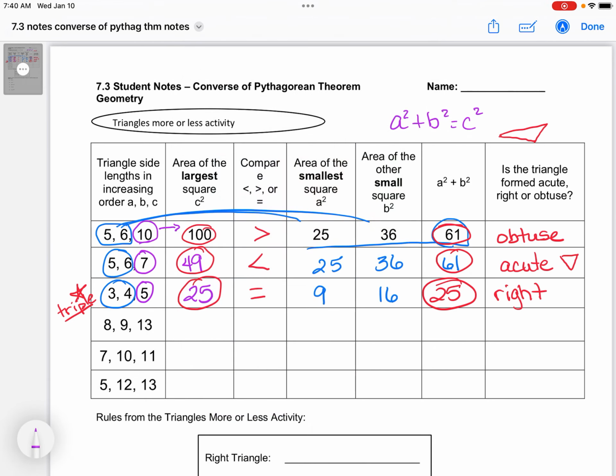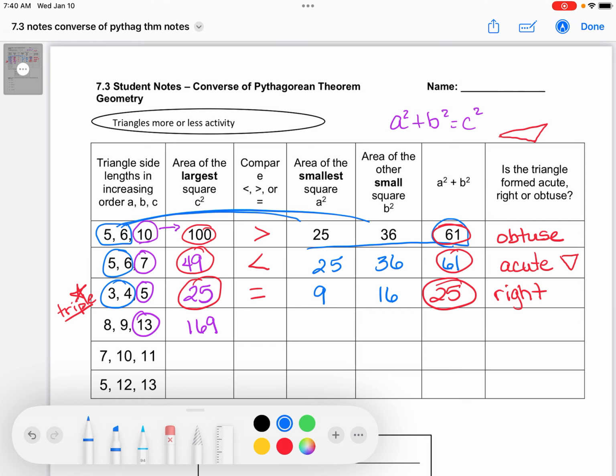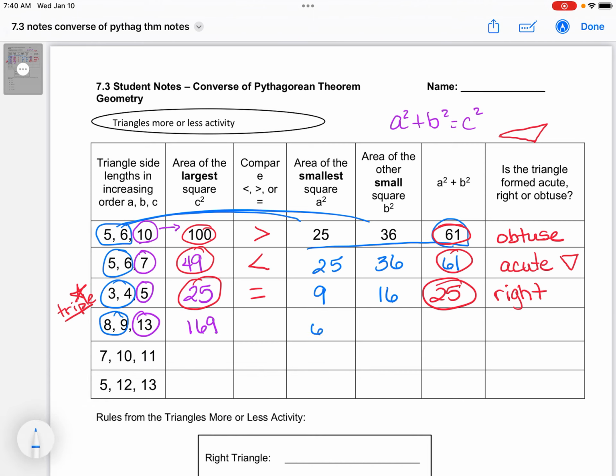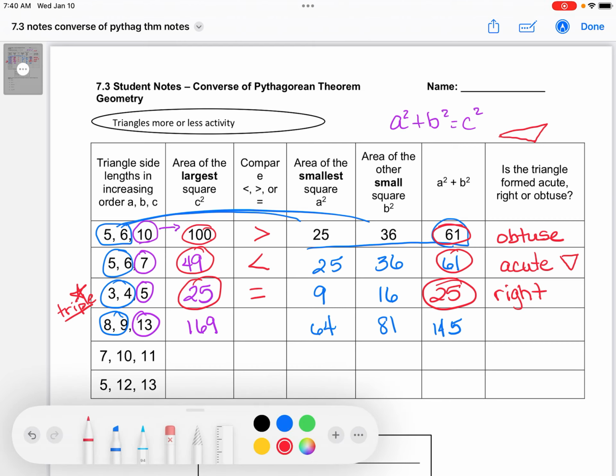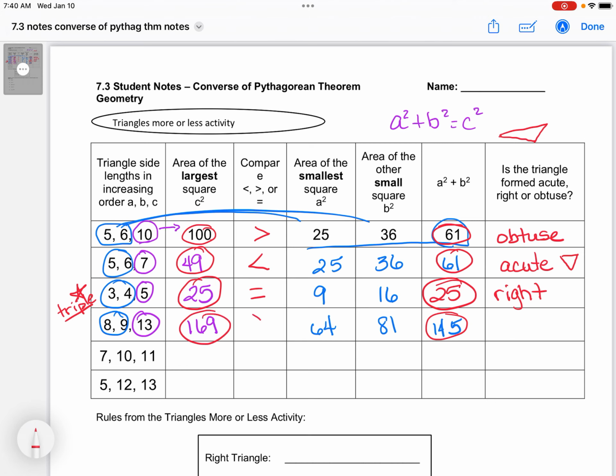All right, 13. I would love it if you'd pause the video and try to do the next 3 by yourself, but whatevs. All right, 13 squared I know is 169. 8 squared is 64. 9 squared is 81. If I add those together, I get 145. So 169 is greater than 145, so it's an obtuse triangle.